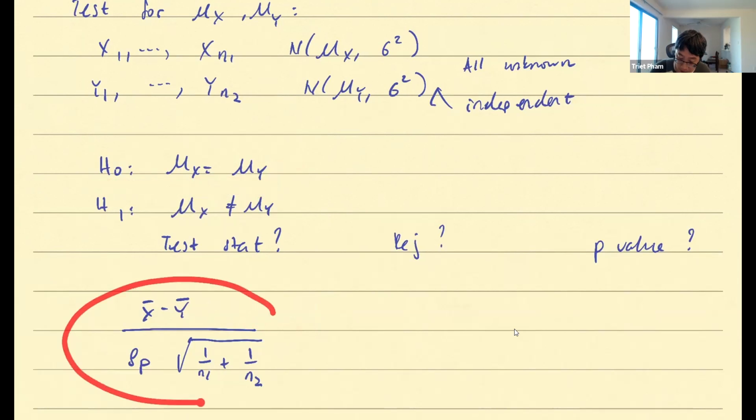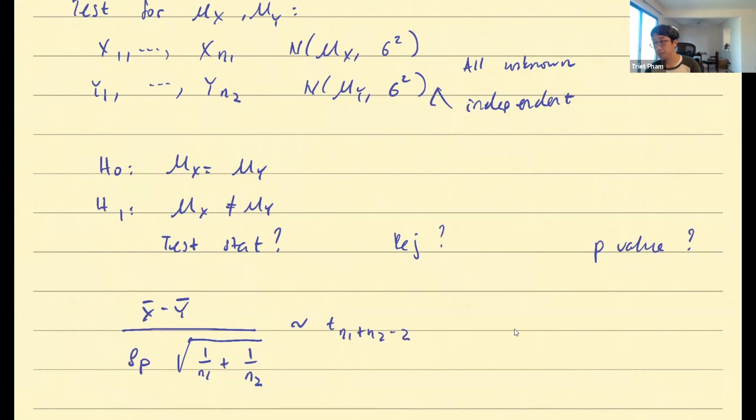And I can determine exactly the distribution of this, which is a T distribution with n1 plus n2 minus 2 degrees of freedom. Are we okay? And this is the pooled variance, right? This is the pooled variance estimate. Are we okay? Question.